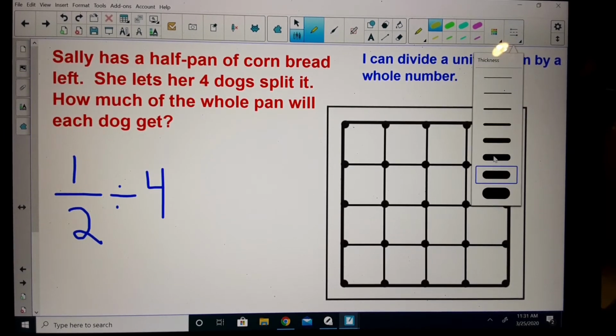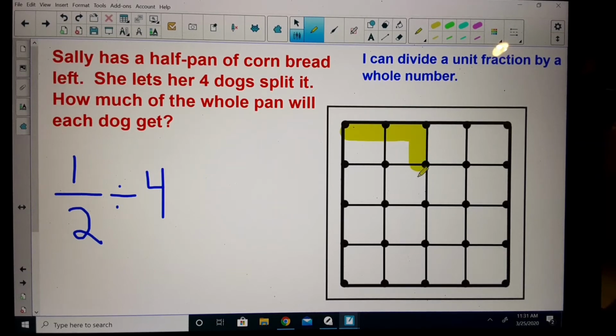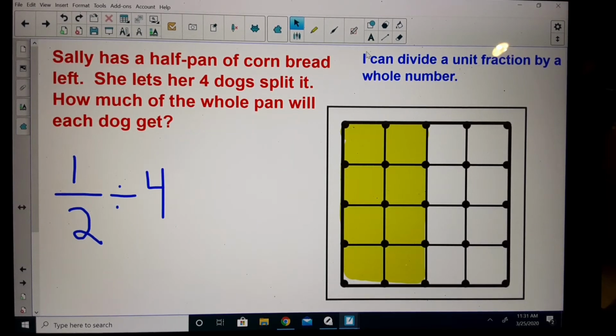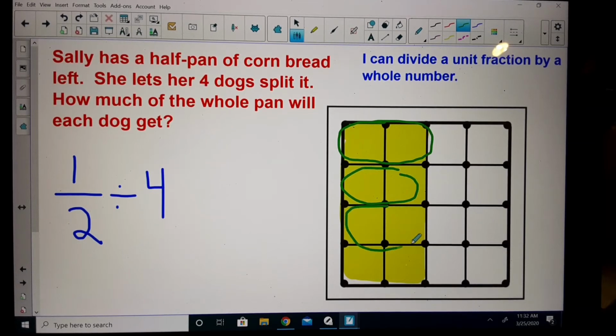It would be half of it, like this. And yellow is appropriate, because cornbread is yellowish. And the 4 dogs are sharing it. So each dog would get one of these 4 pieces. So each dog would get one of these. That's what each dog would get. One dog would get that piece, another dog would get this piece, another dog would get this piece, and another dog would get this piece.